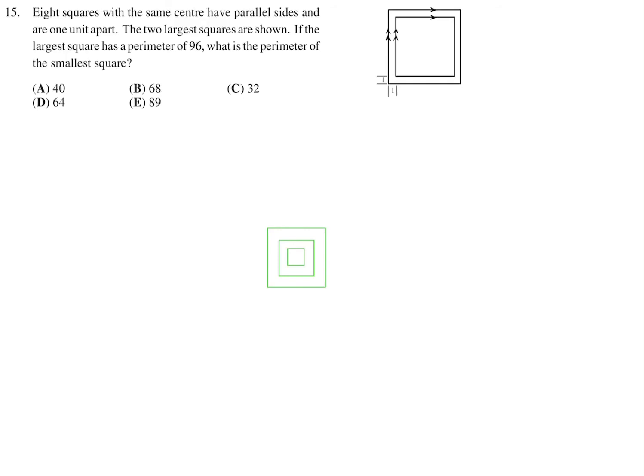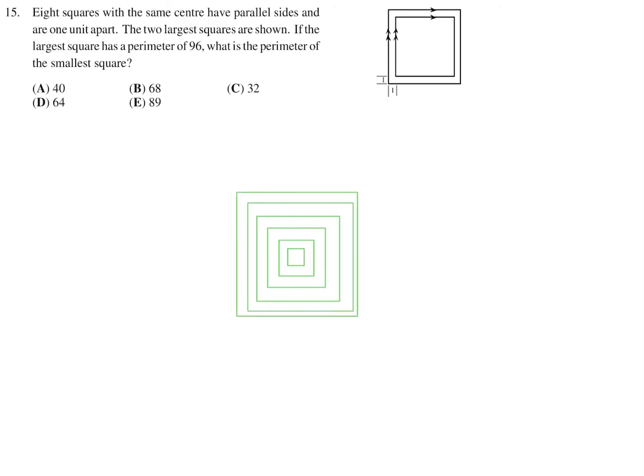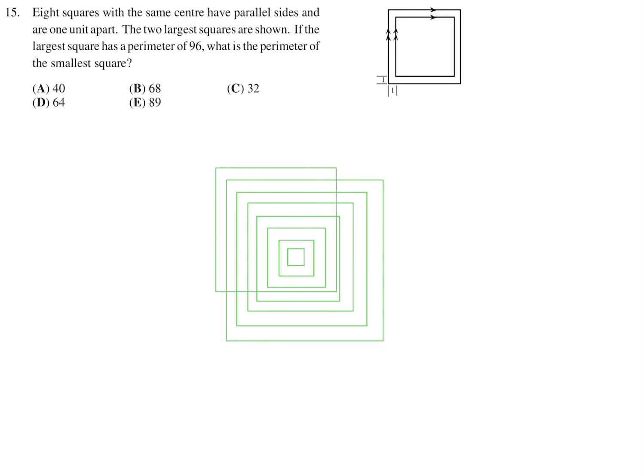So 1, 2, 3, 4, 5, 6, and 7, and we got one more, 8. All right. So first, they're not perfect, but you get the idea. So first of all, let's count. 1, 2, 3, 4, 5, 6, 7, 8. All right, so I fulfilled that criteria.